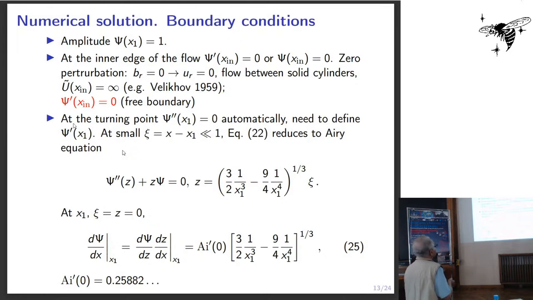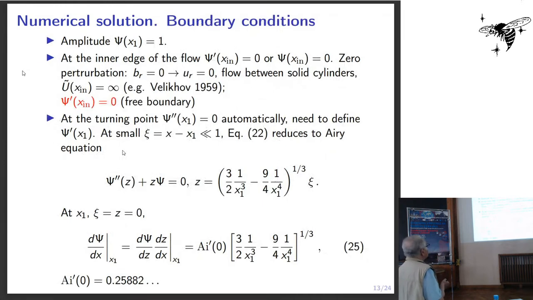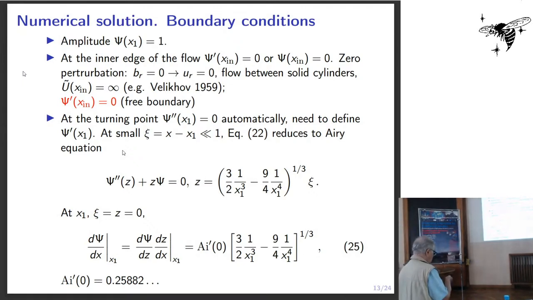We must introduce a boundary condition. When Zhirkov solved this problem, he considered the problem for cylinders where the potential on x in has a discontinuity. At the turning points psi 2 prime is automatically equal to 0, and we need to define psi prime at this point. At a small difference between x and x1, the main equation reduces to the Airy equation, and we solve this equation.